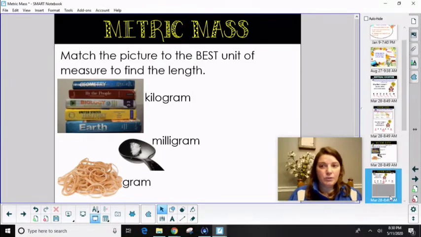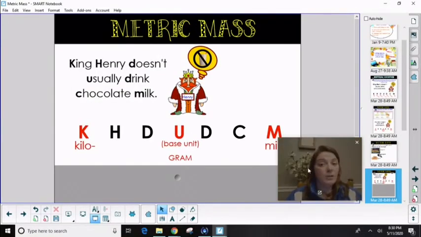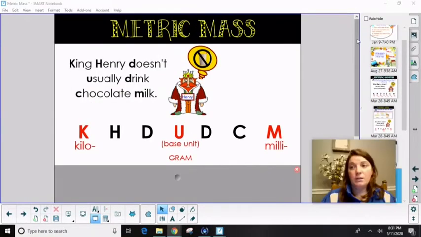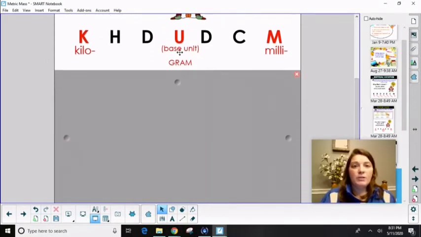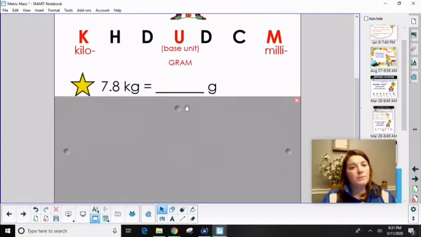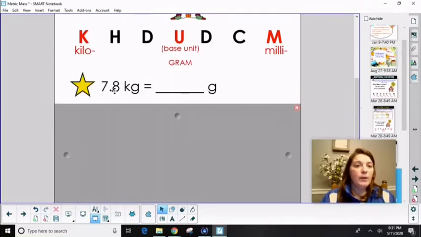All right, so now let's do some conversions. This is the same process as what we did in our previous lesson. It's just we're working with some different units. So our base unit has changed to the gram because we're working with mass. 7.8 kilograms equals how many grams? So think of like if you had about 8 loaves of bread.